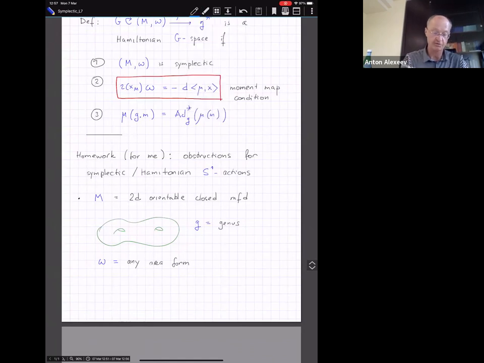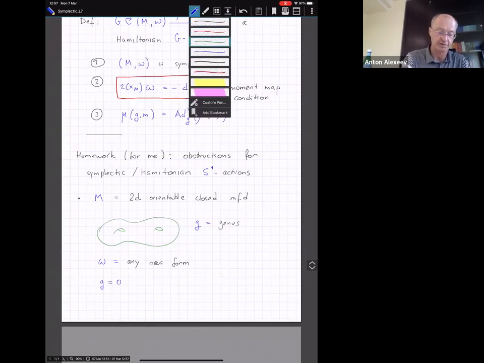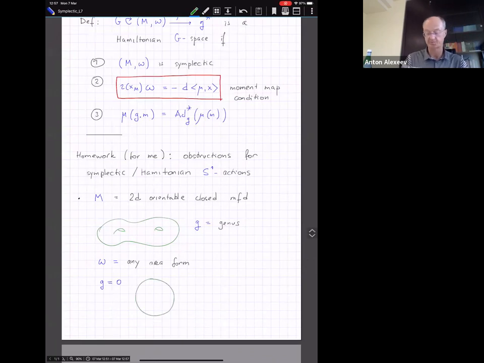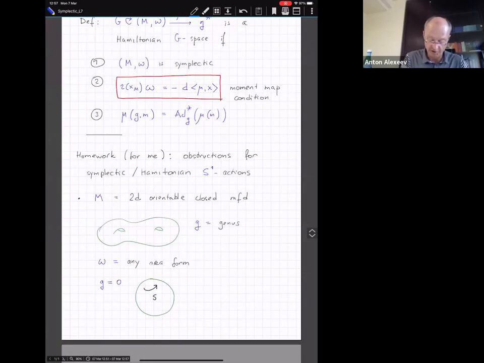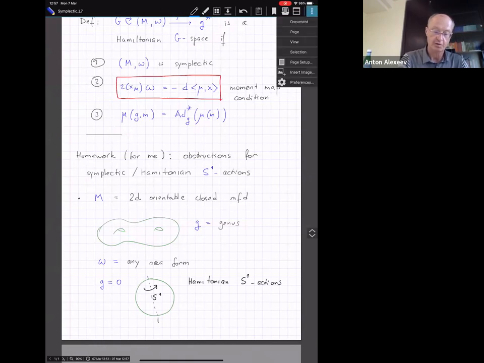Now what about symplectic or Hamiltonian S1 actions? Here we easily know the answer. If the genus is equal to 0, so we have a sphere, there are always Hamiltonian S1 actions, because you can always bring the symplectic form to be a round sphere area form, and then you embed it into R3, take any axis and consider a rotation. So these are Hamiltonian S1 actions.